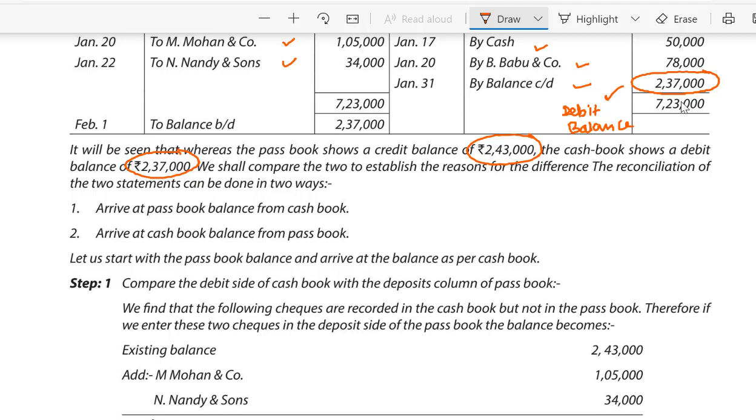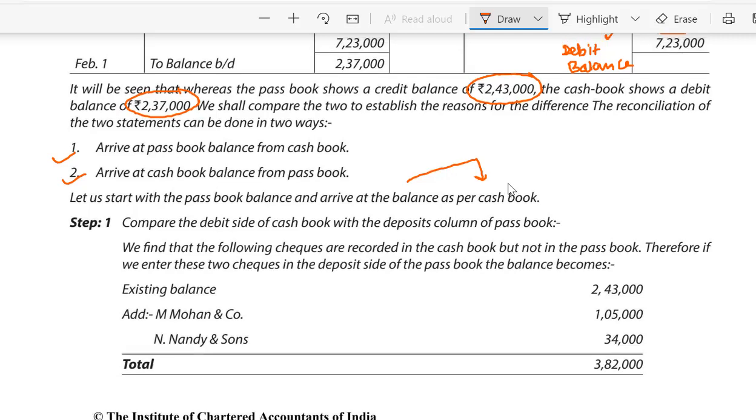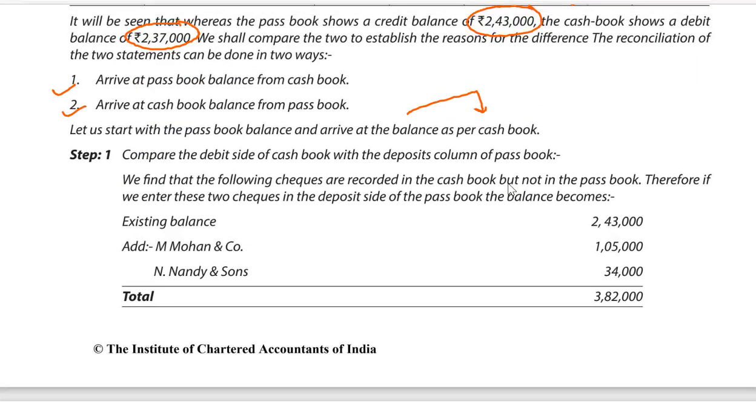The reconciliation of the two statements can be done in two ways. Number one, arrive at the passbook balance from the cash book, or arrive at the cash book balance from the passbook. Let us begin with the passbook balance and arrive at the balance as per cash book. We find the following cheques are recorded in the cash book but not in the passbook. Therefore, if we enter these cheques on the deposit side of the passbook, we will get the balance.